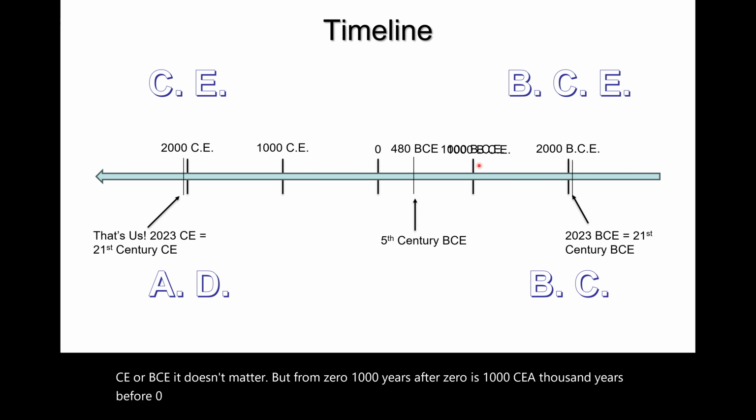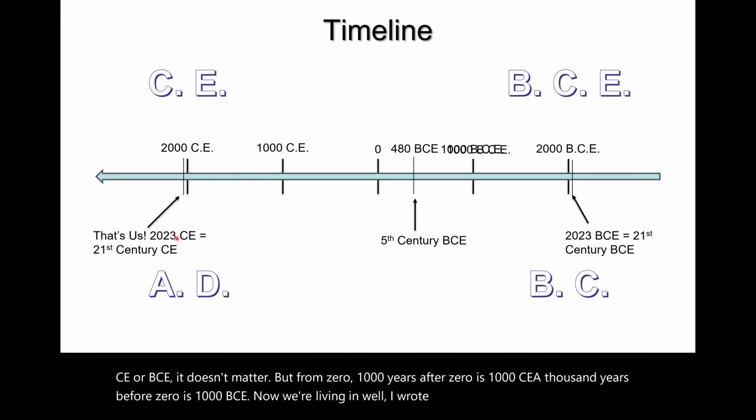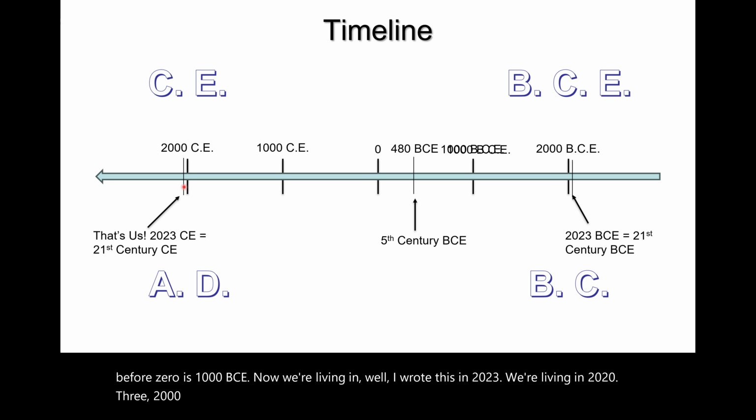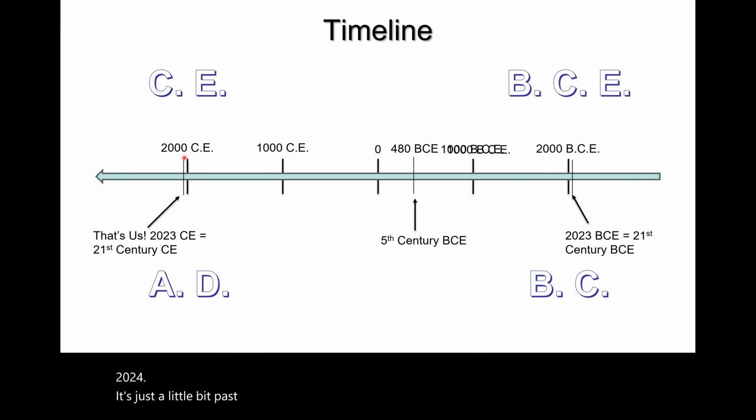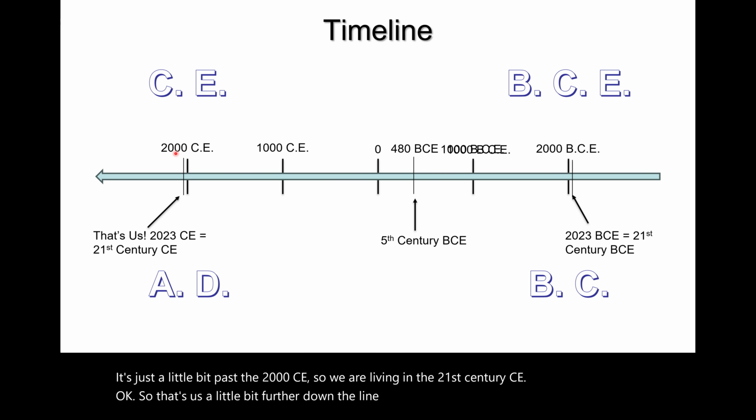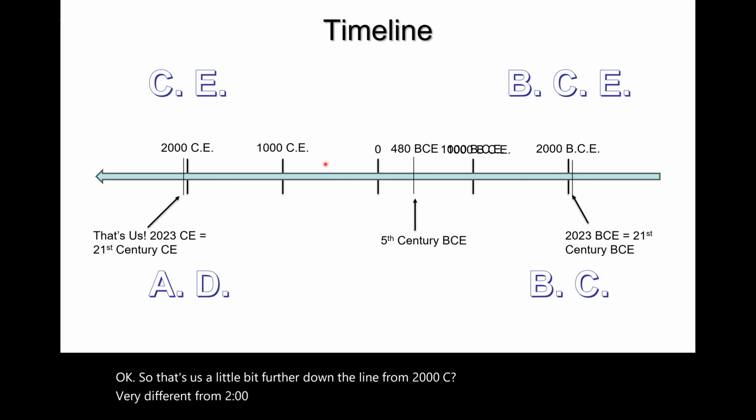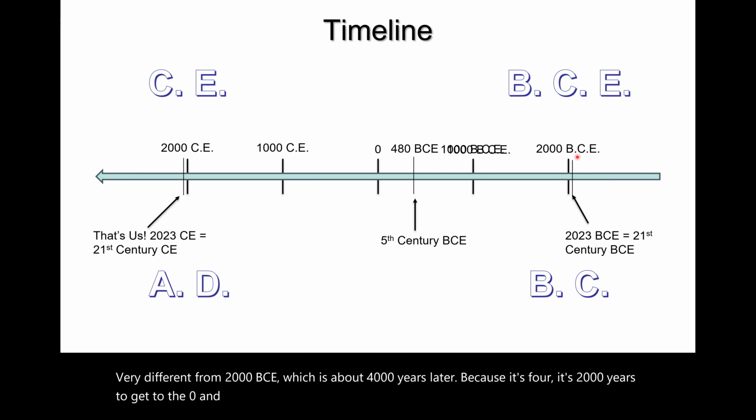is 1000 BCE. Now we're living in, well, I wrote this in 2023. We're living in 2023, 2024. It's just a little bit past the 2000 CE. So we are living in the 21st century CE. Okay. So that's us a little bit further down the line from 2000 CE. Very different from 2000 BCE, which is about 4,000 years later, because it's 2,000 years to get to the zero, and then 2,000 years before the zero.